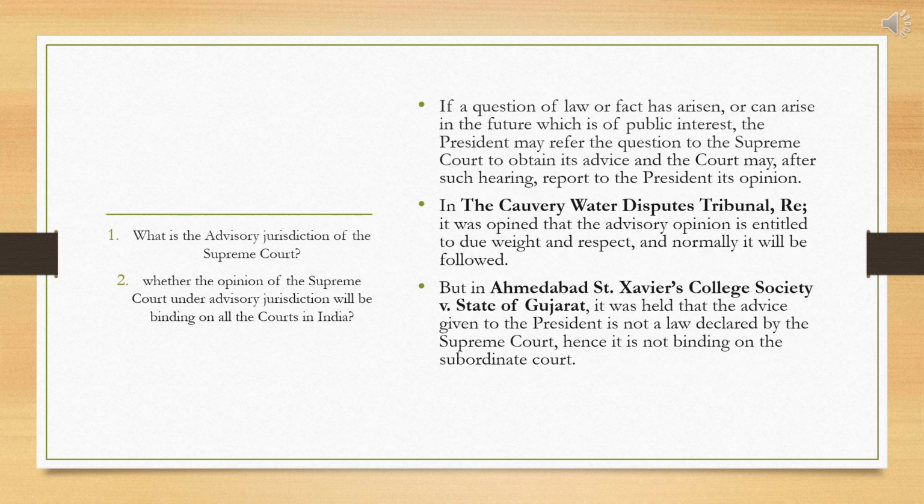So, what is advisory jurisdiction? It means when a particular question of law or fact has arisen, or there is a possibility that such a question of law can arise in future, and if this question is related with public interest, then the President can refer that question to the Supreme Court and obtain advice from this court. This is called advisory jurisdiction of the Supreme Court.